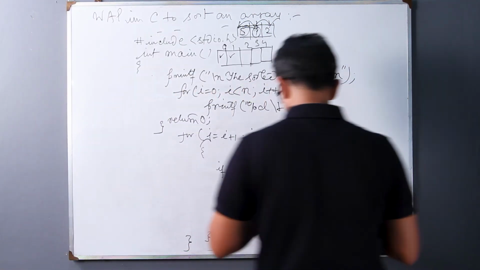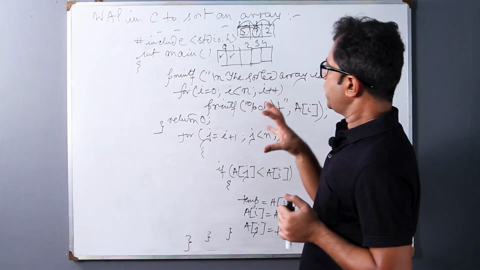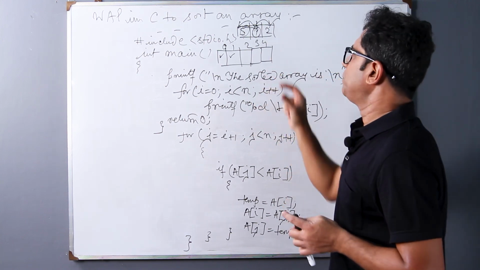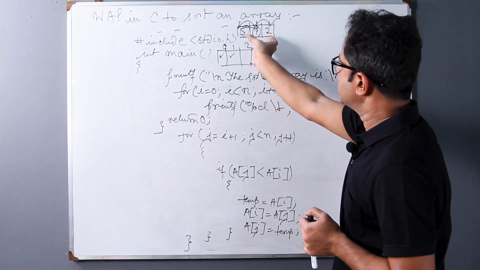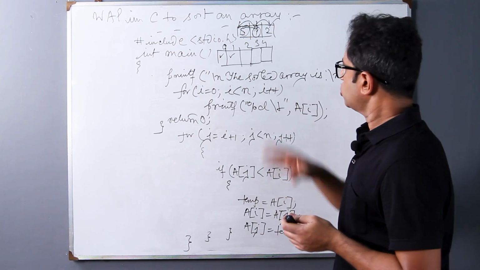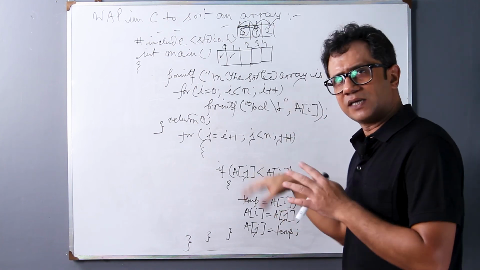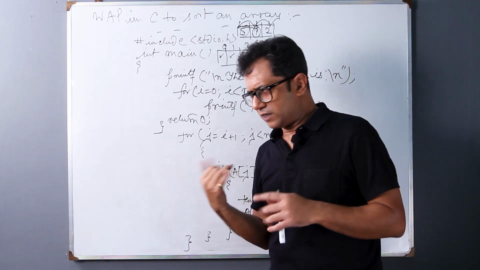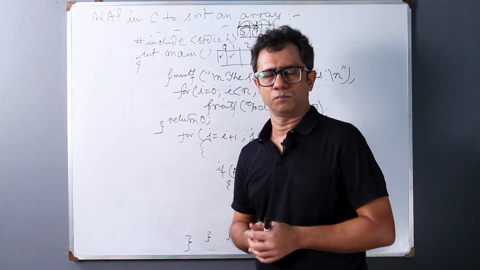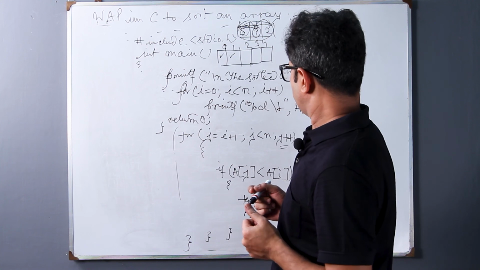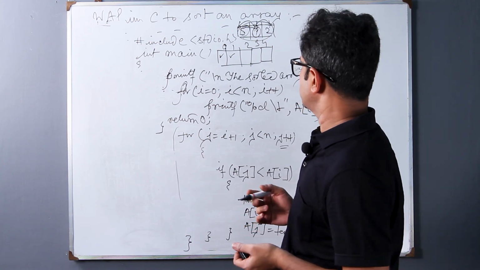So, this is the program, and now we are going to put some sample values and take a small array like this, a 3 element array, in order to show you how this entire operation is taking place in the background. So, let us get started with the dry run of the program. Let us start the dry run by putting some sample values in the array.